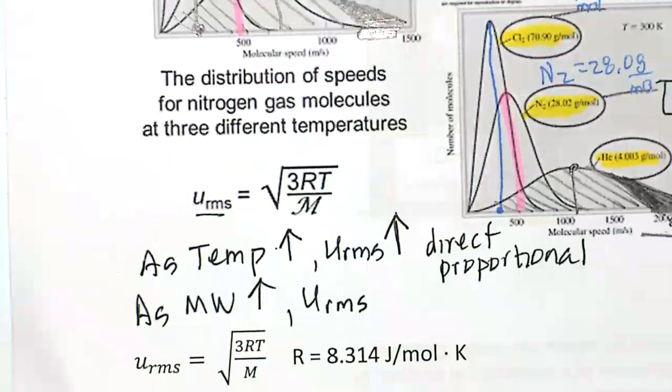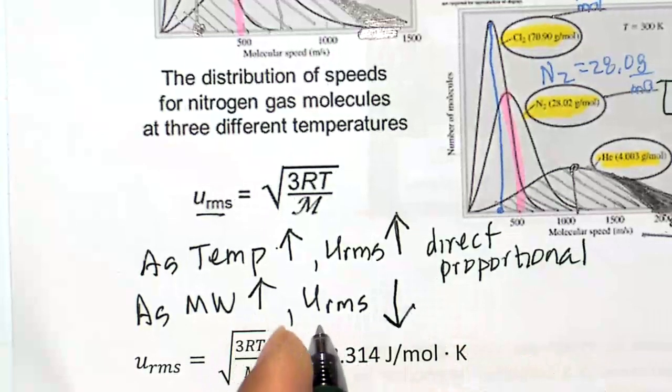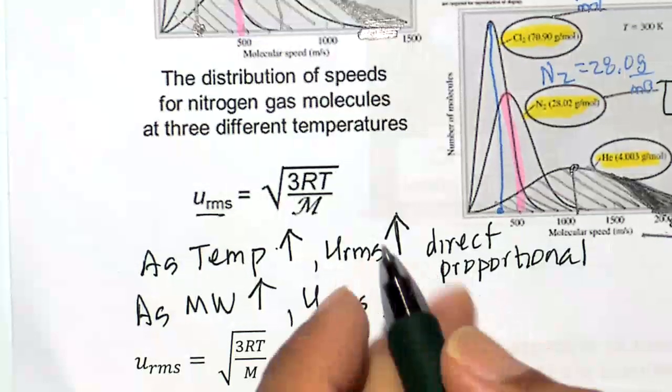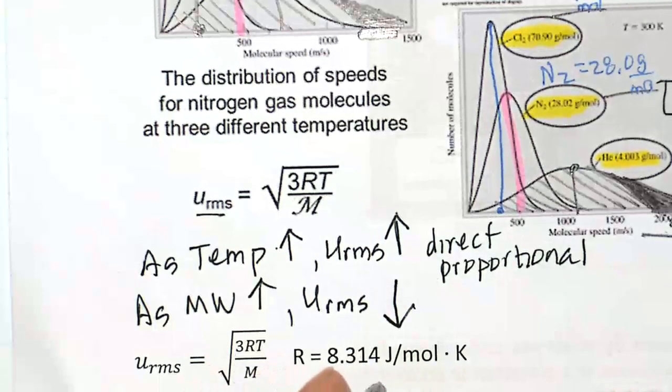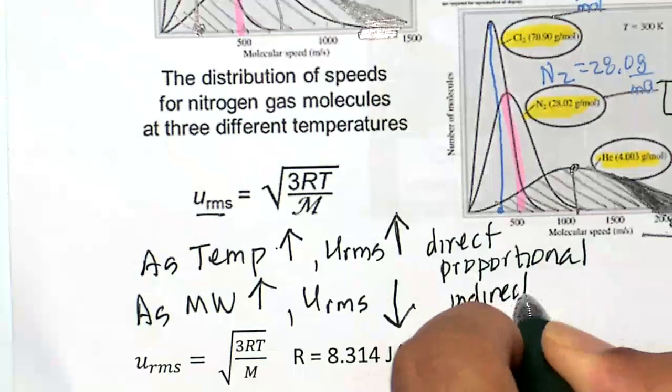But the reality is that a track athlete who's much lighter is faster. So as the molecular weight goes up, as the mass goes up, what do you think the root mean square speed of a gas would be, up or down? Down. As one goes up, the other goes down. This is an indirect proportion. In terms of testing or multiple choice, one goes up, the other goes down. This is an indirect proportionality.